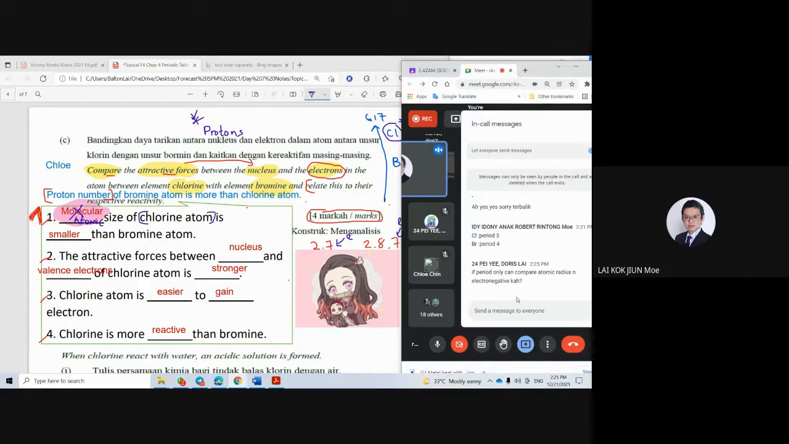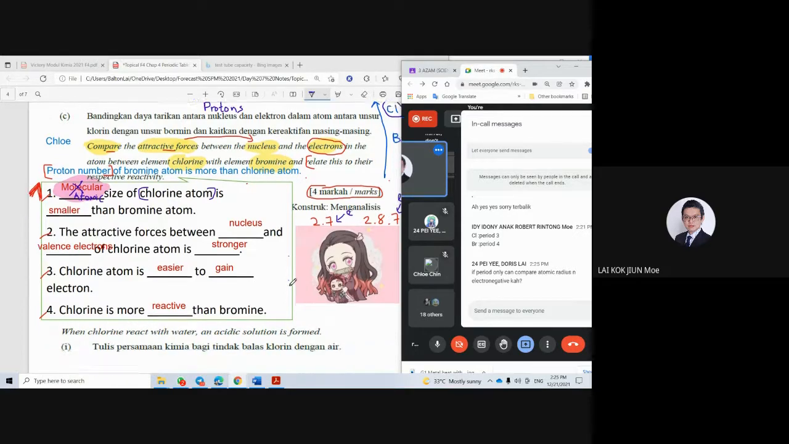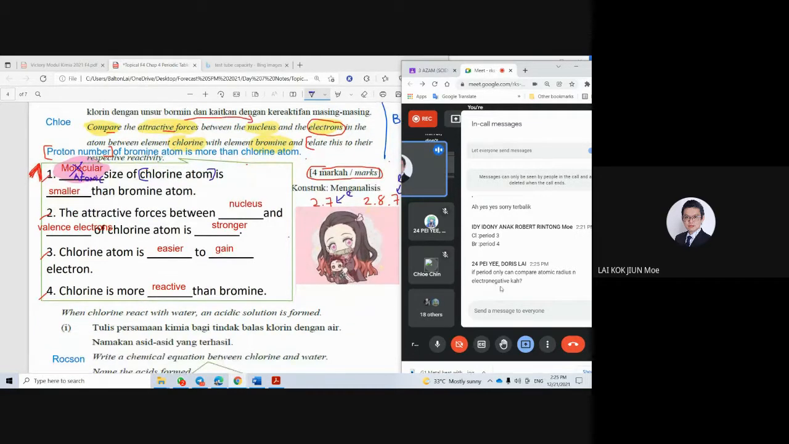Those like this, in Period 3, they're different elements. Electronegativity also cannot be compared. Or can. You can say the left hand side is more electropositive and the right hand side is more electronegative. You can say like this.